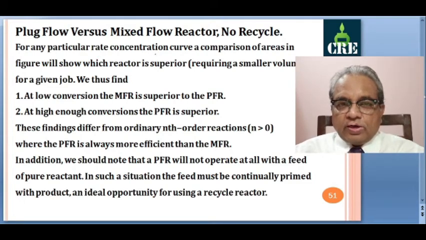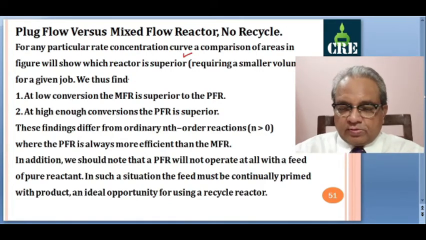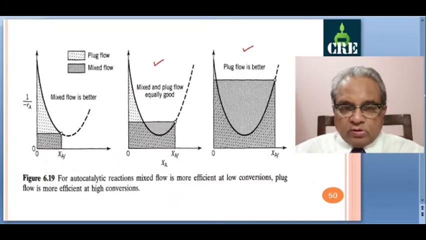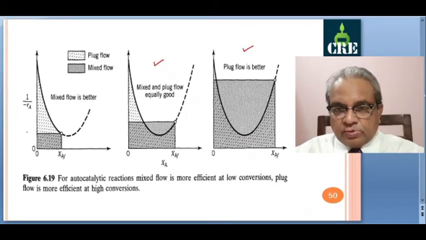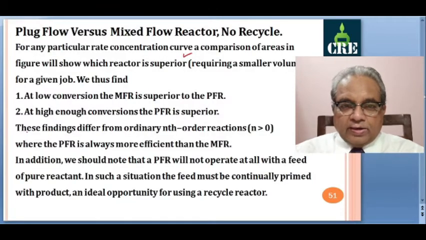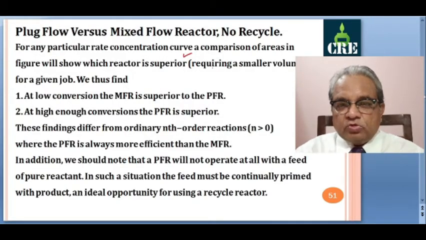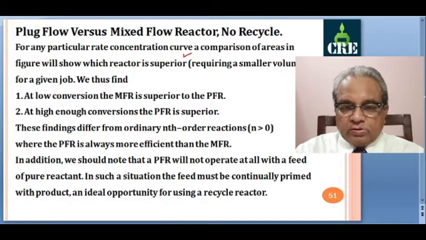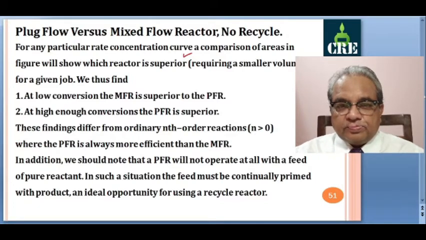For any particular rate of reaction curve, comparison of the areas will show which reactor is superior. Superior means which will require the minimum volume, smaller volume. So at low conversion, MFR is superior. We have seen here at low conversion, this representation is less area, so it is better. At high conversion, PFR is superior.